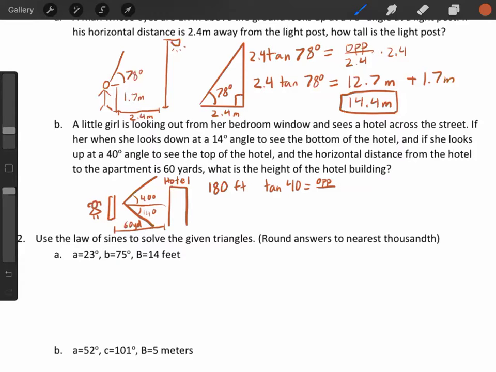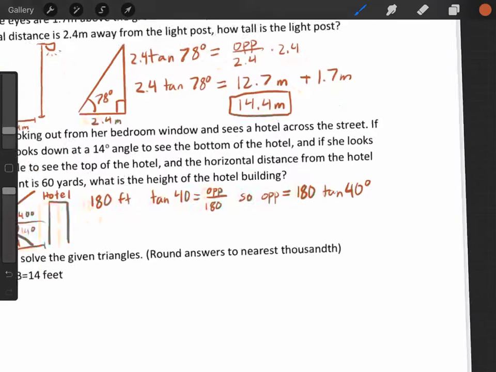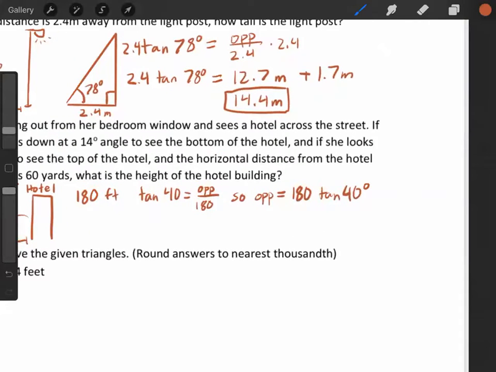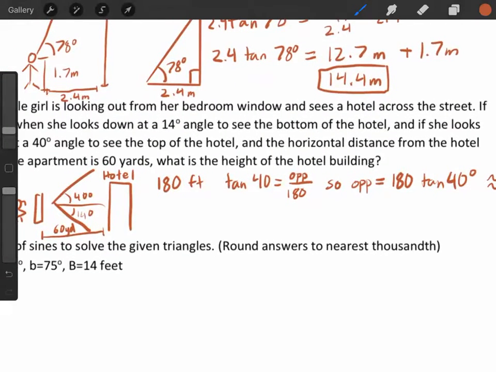So opposite is equal to 180 tangent 40 degrees. And for these types of problems, make sure your calculator isn't in radian mode, otherwise you're going to get something completely different. So what we end up with is about 151 feet. And that's just one of the two triangles that make this up.